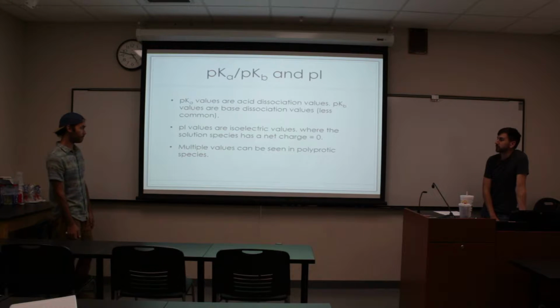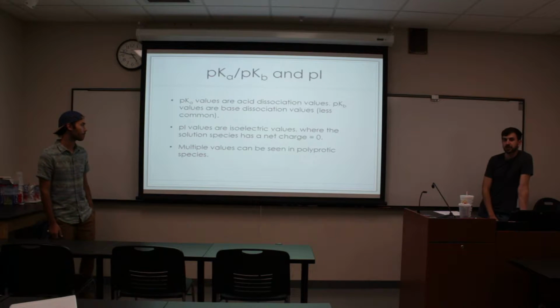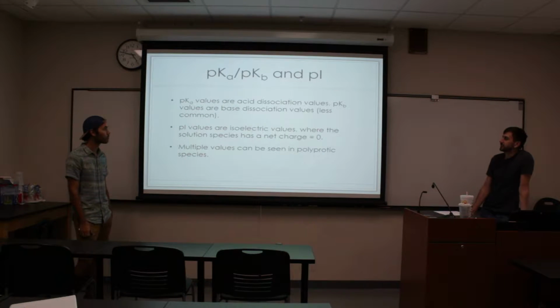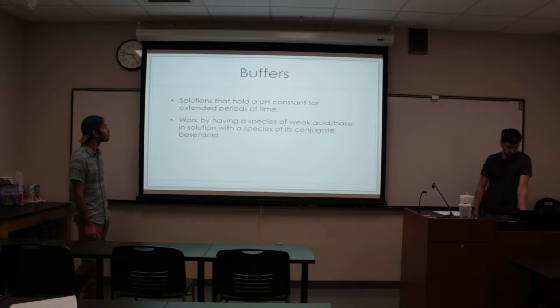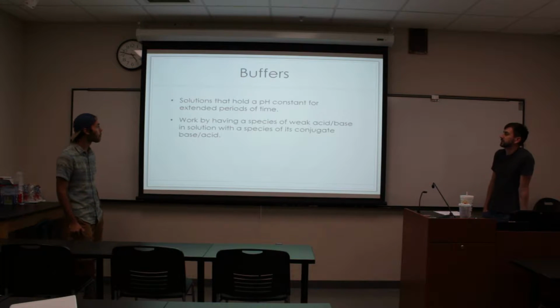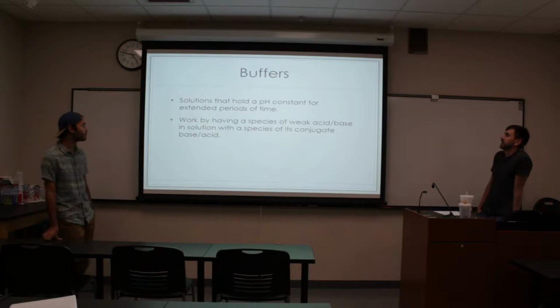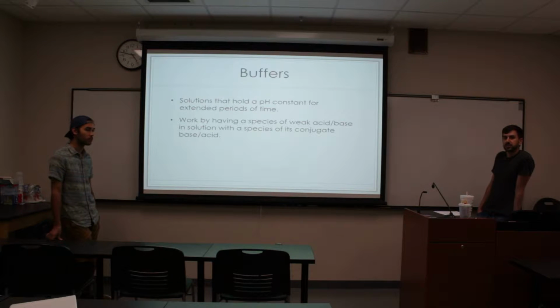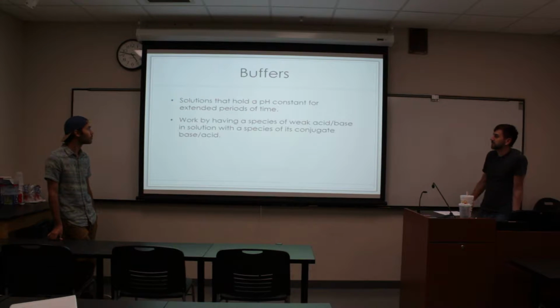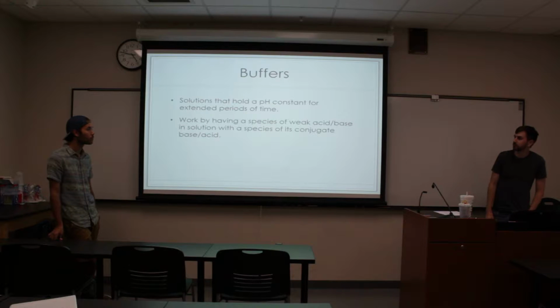And you got your polyprotic species, which has or can have more than one dissociation value associated with it based off how many hydrogens are attached and if they can be taken off or not. Then you have your buffers, which everybody should be familiar with. They resist pH change within a certain range, and are made of a weak acid and its conjugate base, or a weak base and its conjugate acid.